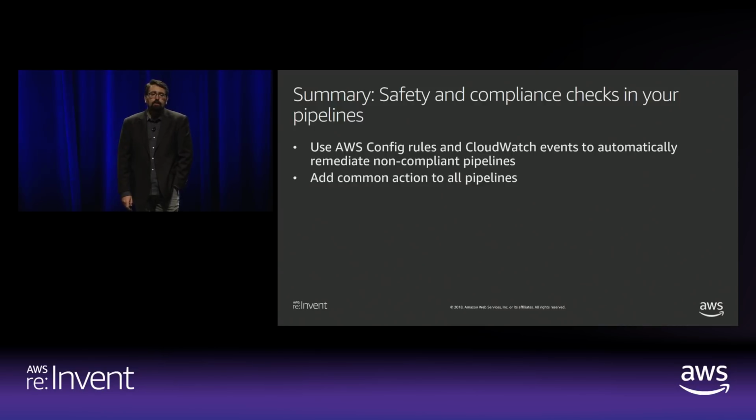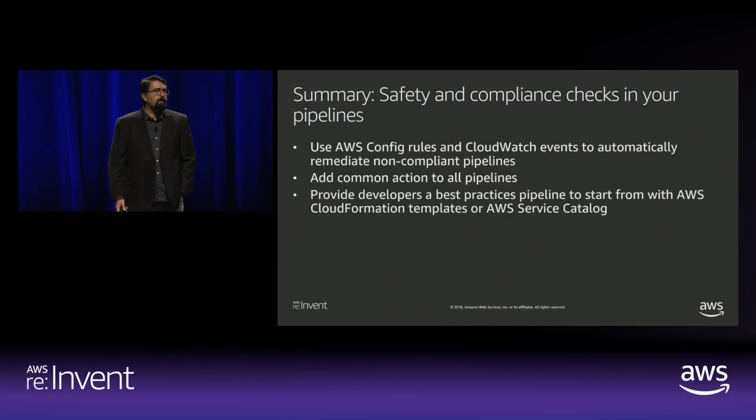We want to be able to add common actions to all pipelines. So every pipeline should have some kind of validation check. And the way we can accomplish that is by using things like CloudFormation to give development staff, as they're building out new applications, an example pipeline to start with. And that pipeline can have that governance built in.